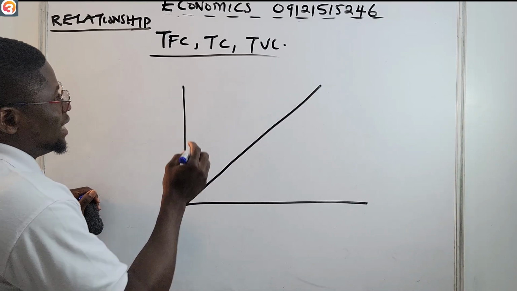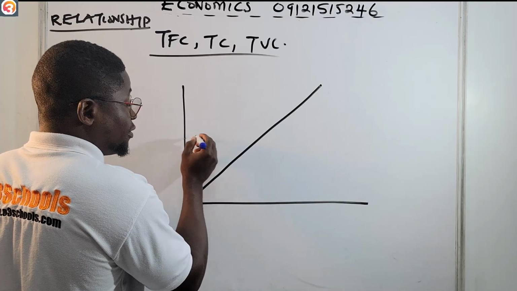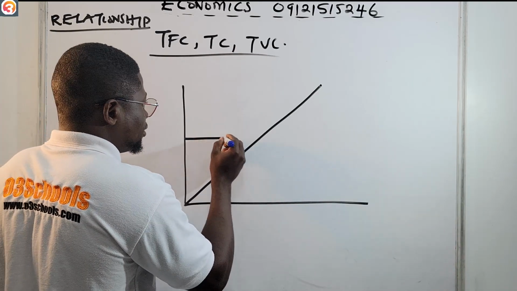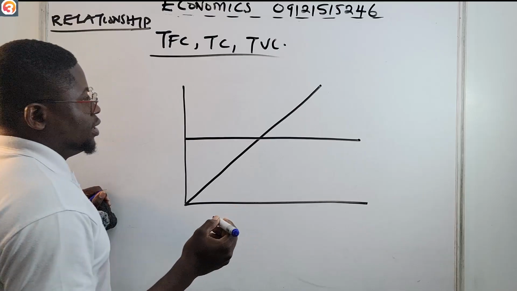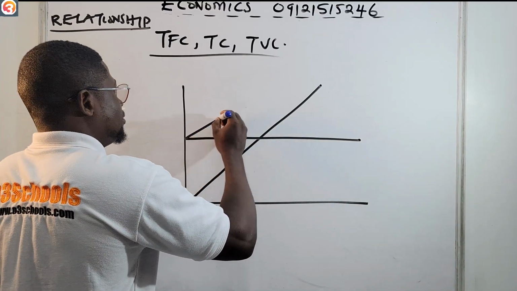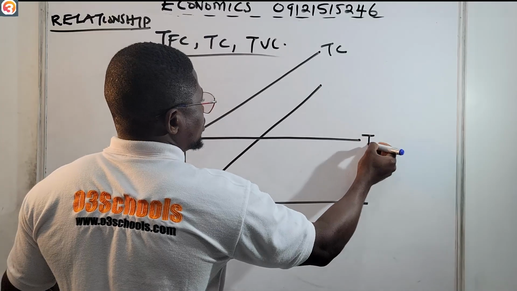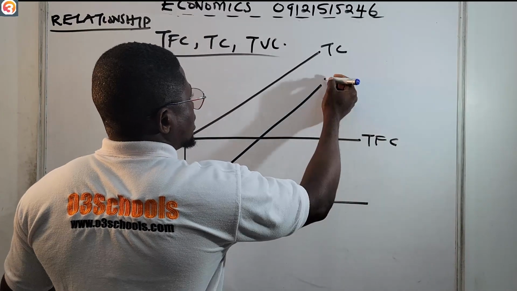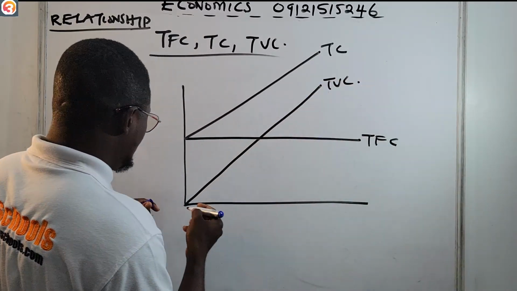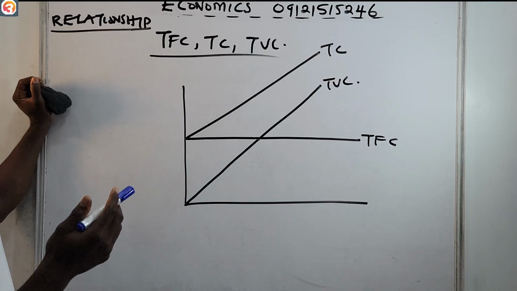And then we'll say that the total fixed cost remains fixed, meaning unchanged, while the total cost increases. This is total cost. This is total fixed cost. This is total variable cost.